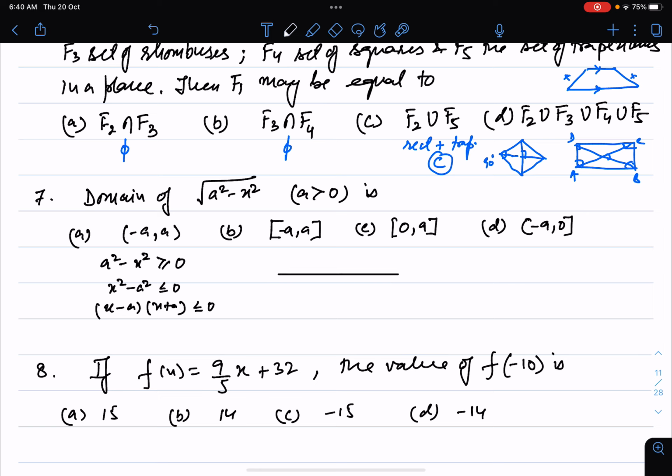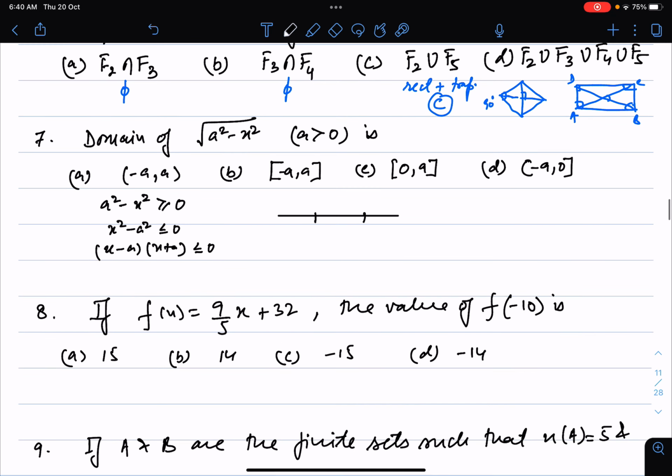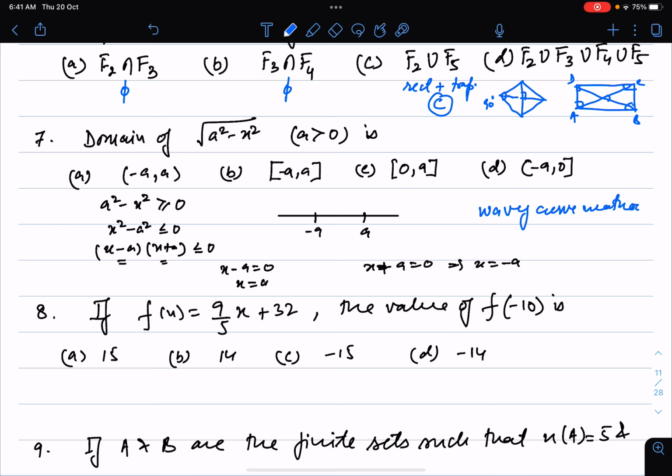Now drawing the number line and putting the critical points. Critical point means all the factors should be equated to 0. That is x minus a is equal to 0 and x plus a is equal to 0. From here we get x is equal to minus a. Here we get x is equal to a. So as per your wavy curve method, the signs of this inequality will be positive, negative, positive. And what we require is the negative answer.